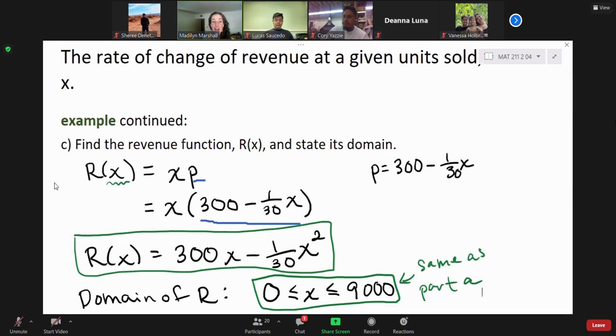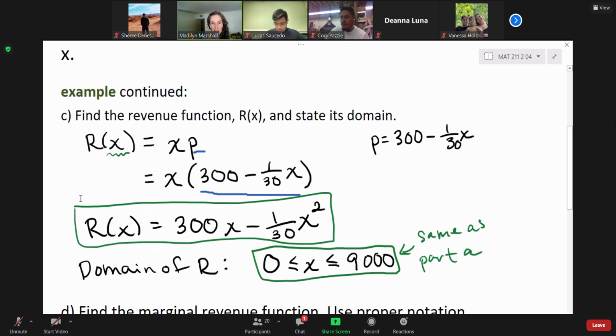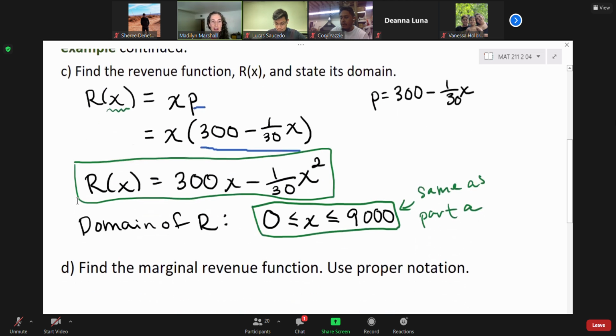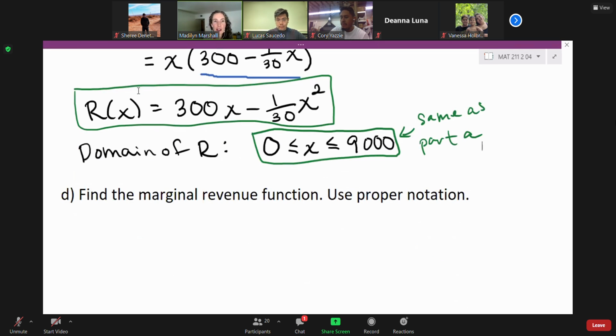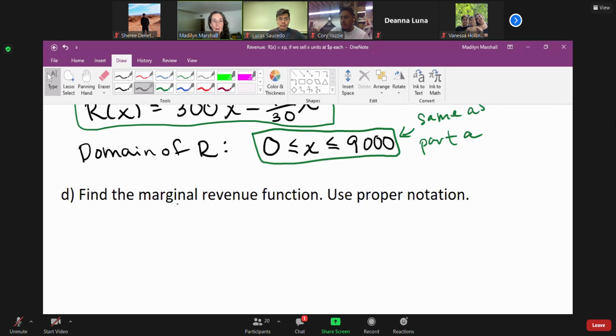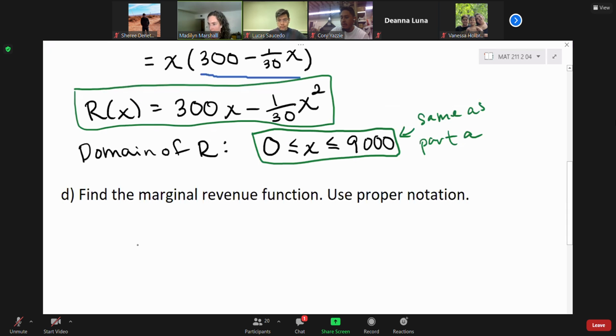So we have our revenue function now just by multiplying X by the price and our domain from part A. So now we want to know the marginal revenue function. So marginal means take the derivative of whatever function it's referring to.